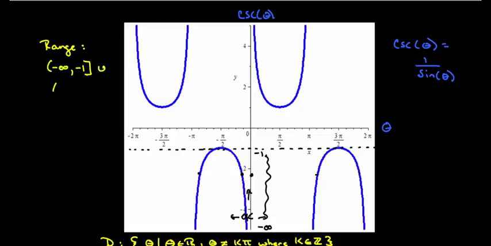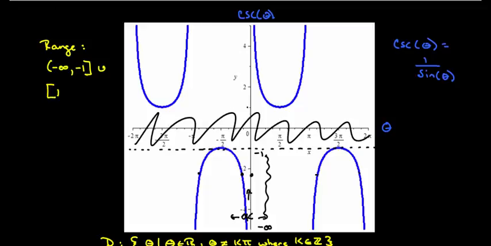And I want to union that with from positive 1. So I don't see anything in this middle section, but I start to see stuff here at positive 1 and as I work my way up. So we're going to go from 1 to infinity and not include infinity because you never include infinity. So there's your domain down here, and here's your range up here.